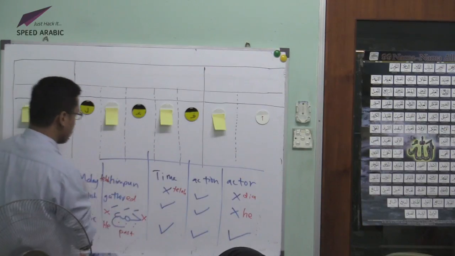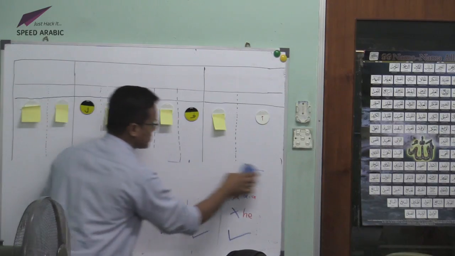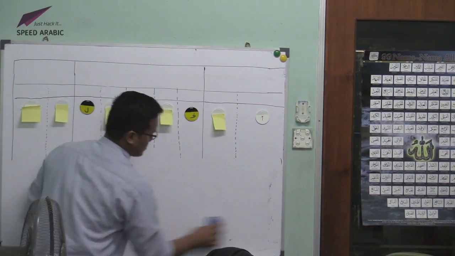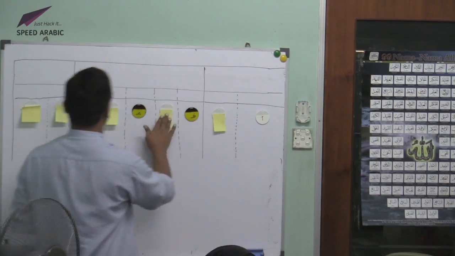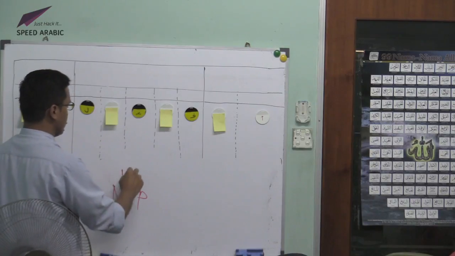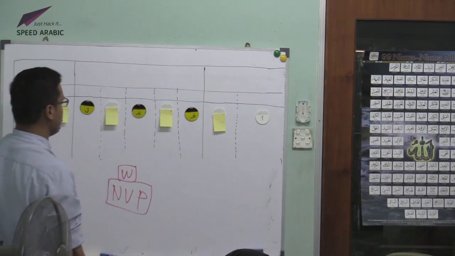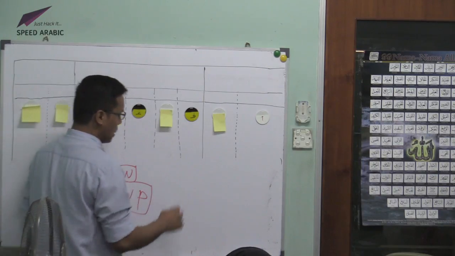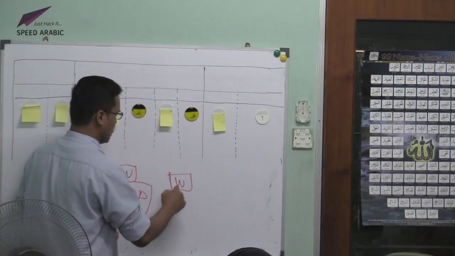Next one is particle. What are the particles? What is the acronym? SPACE. What does SPACE stand for? Preposition, conjunction, emphasizer. Okay, that is the usual category of word. Word is NVP.